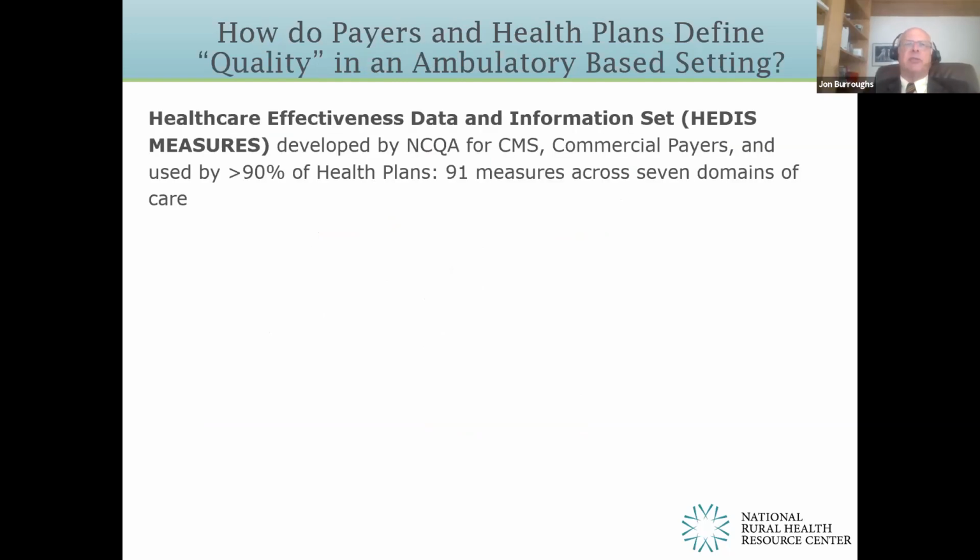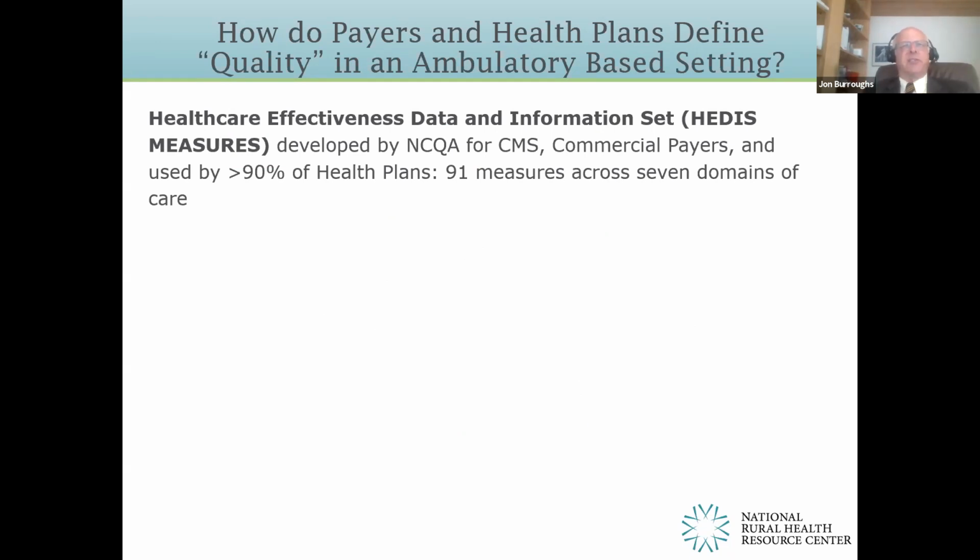And HEDIS measures, which stands for Healthcare Effectiveness Data and Information Set, were developed by the National Committee for Quality Assurance for CMS, commercial payers, and they're used by over 90% of health plans in the United States. And they have 91 measures across 7 domains of care. And these measures are very important because although they'll be changing continually, HEDIS measures have really established a leadership role for both commercial and public payers on how to pay people for ambulatory-based services.